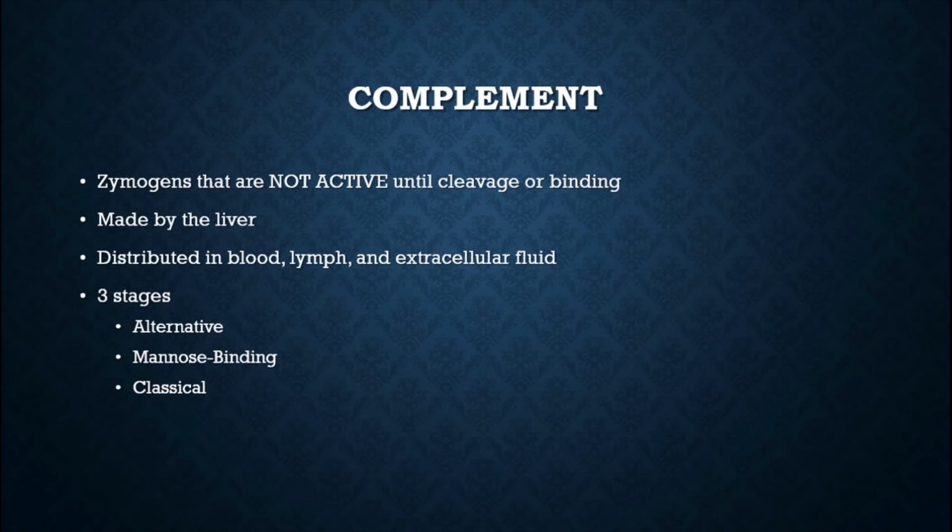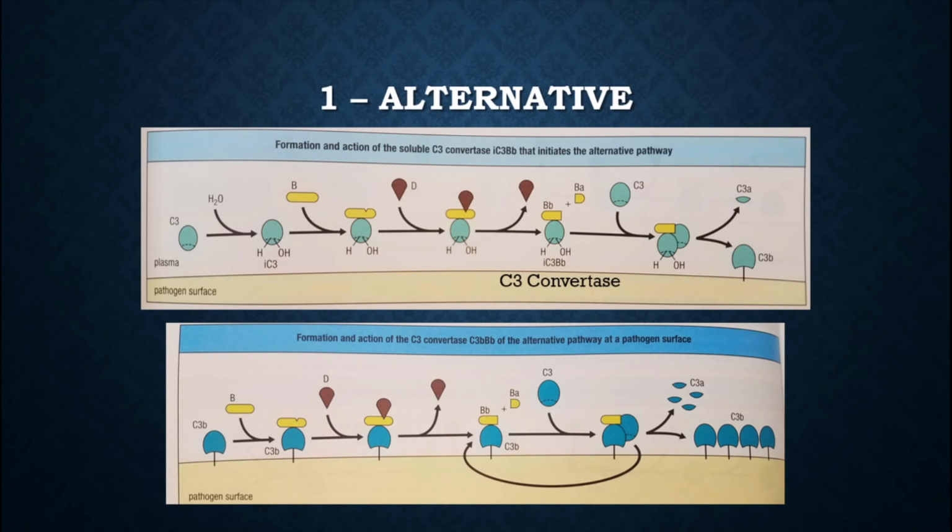So let's talk a little bit about complement. Complement is a series of proteins that are made by the liver, and they're secreted as zymogens. So they're not active in your body natively. They must be activated, and that's important because it can have autoimmune consequences. They're distributed in the blood, the lymph, and the extracellular fluid. And there are 3 pathways of activation: the alternative, the mannose-binding pathway, and the classical pathway. Within the innate response, the one that's going to be active first is the alternative pathway.